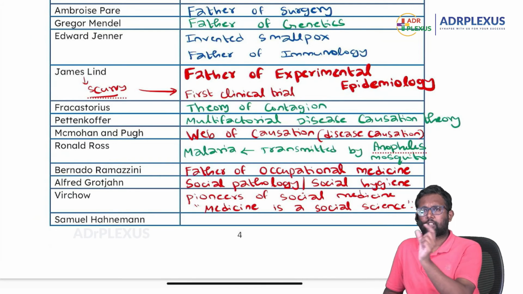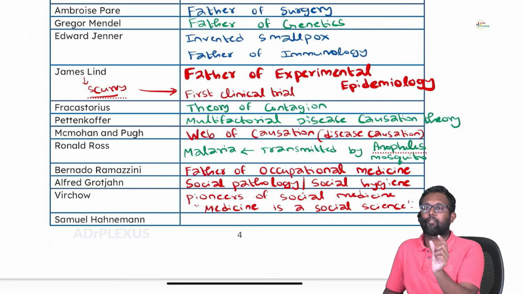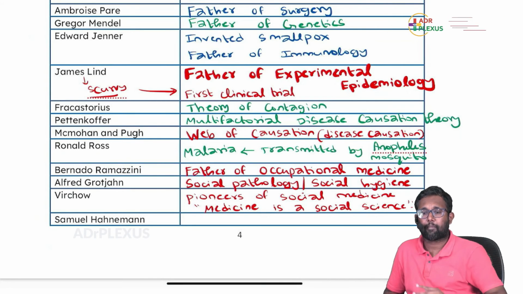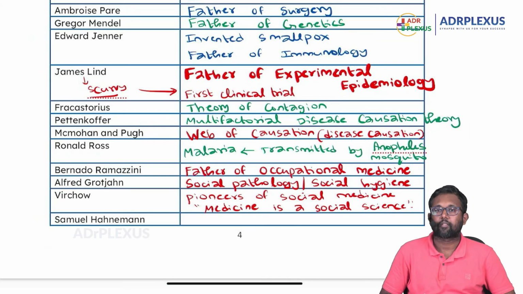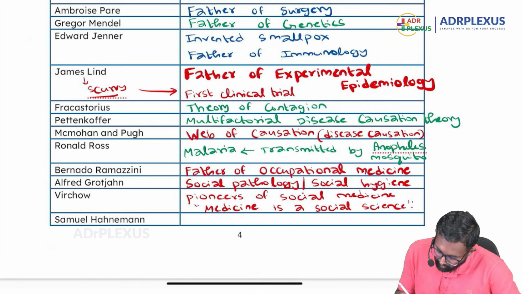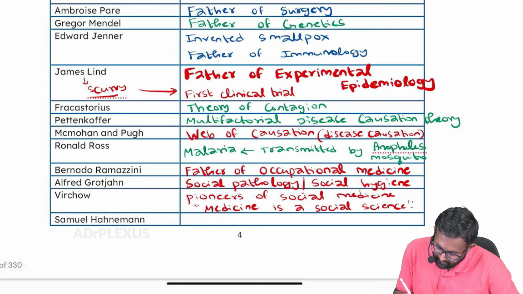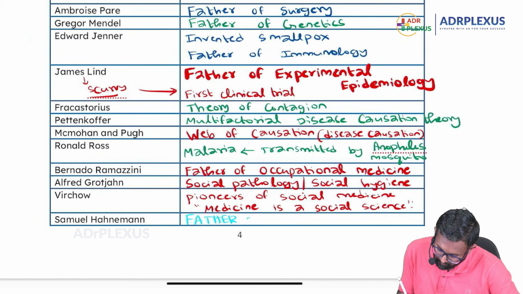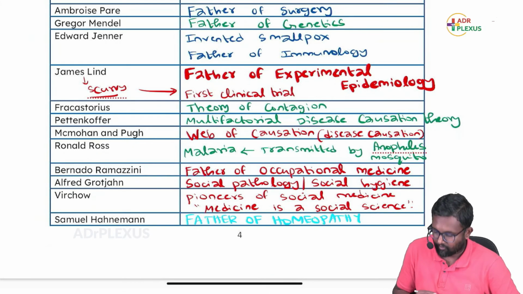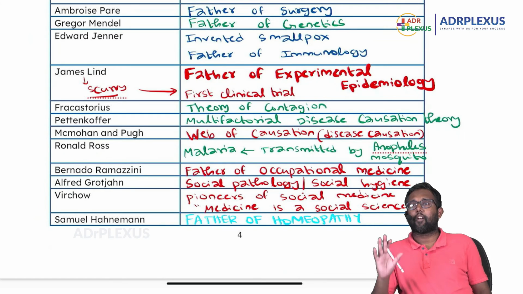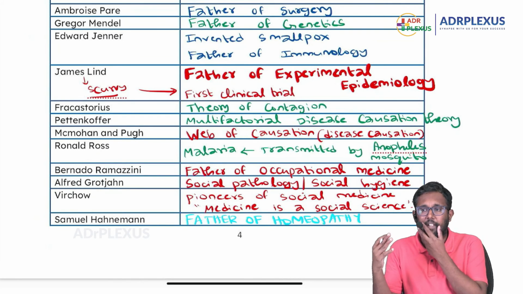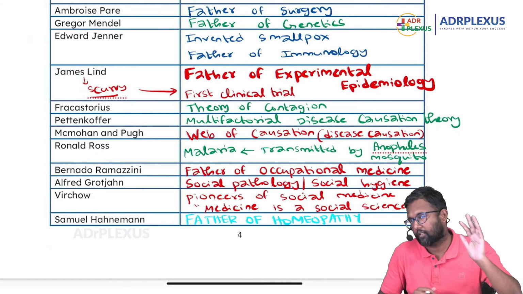H for H. Samuel Hahnemann. Yes, good. Father of homeopathy. Samuel Hahnemann is the father of homeopathy. Okay, guys, do you have any doubts? This is okay now. We can go to the next page. So we saw most of the scientists.